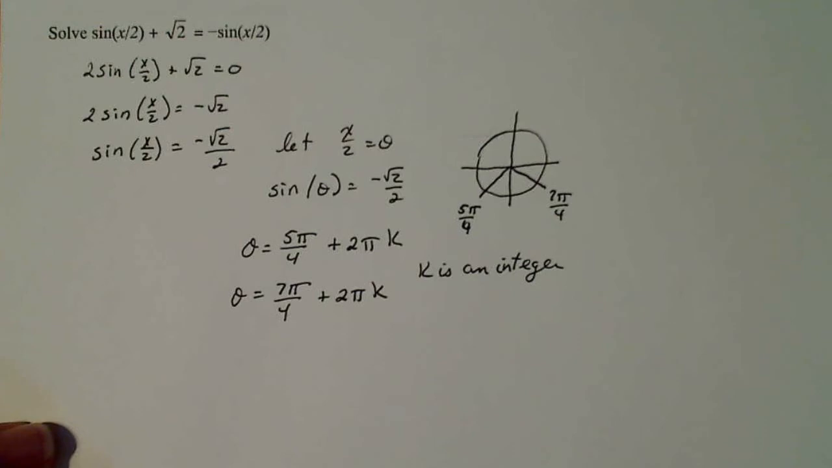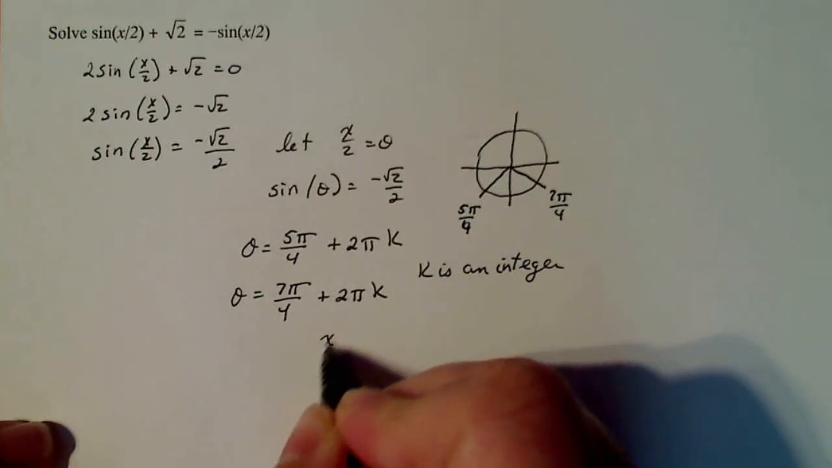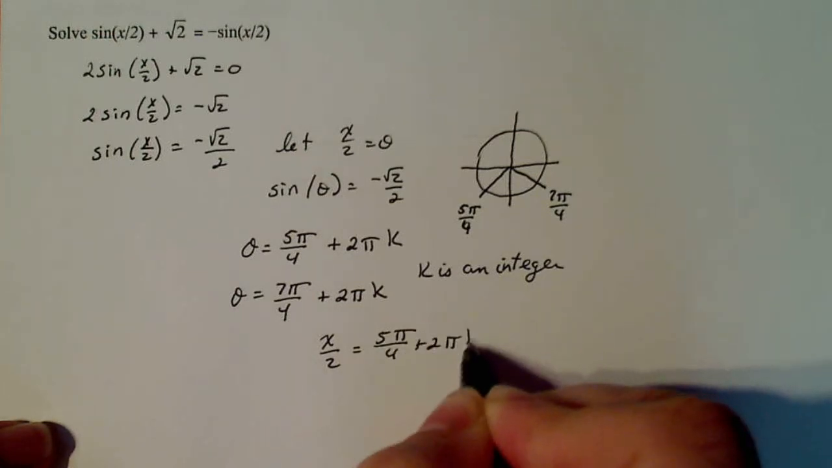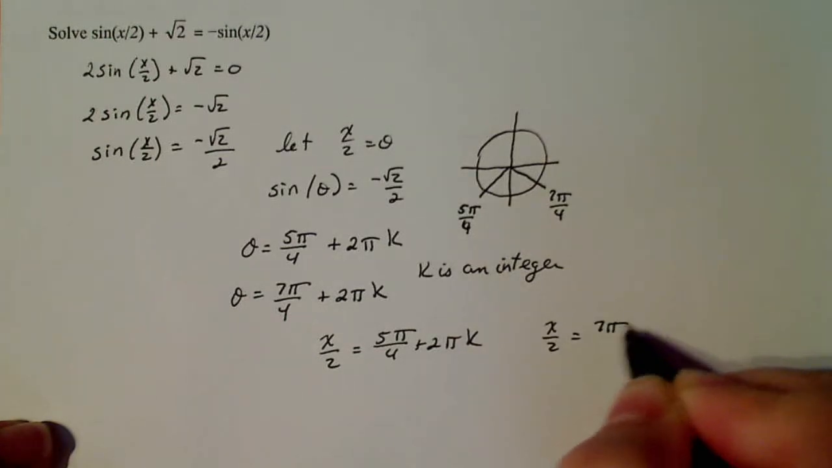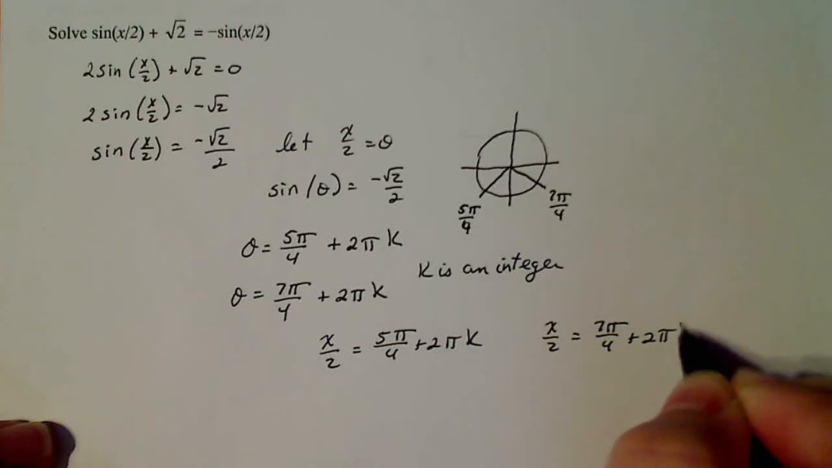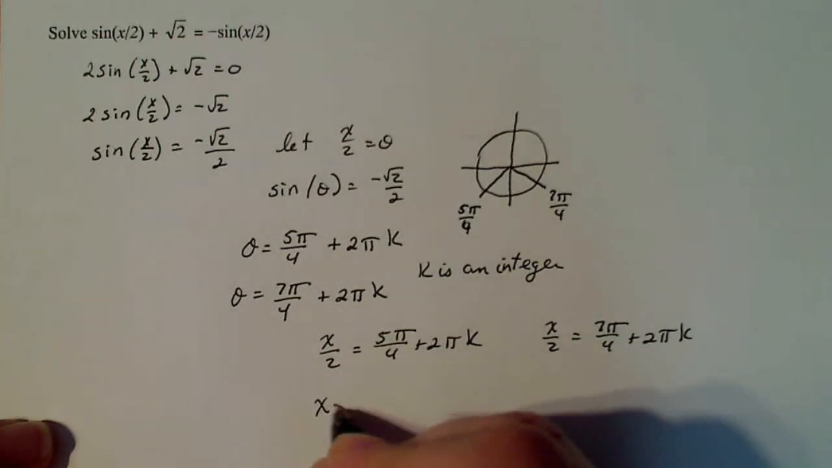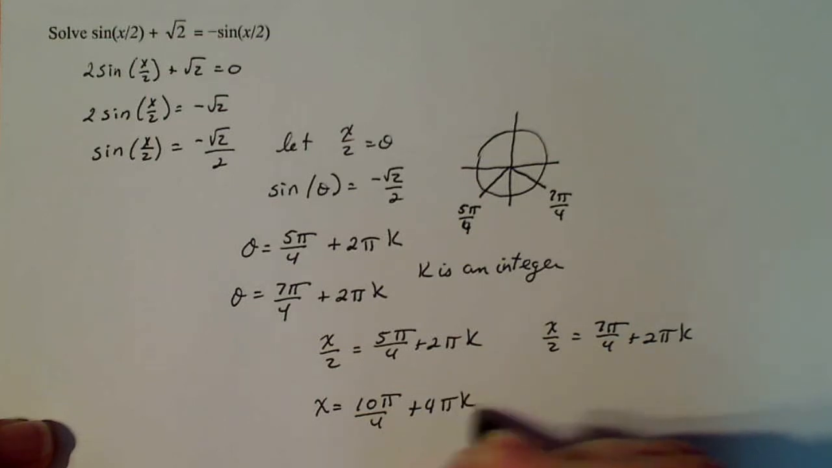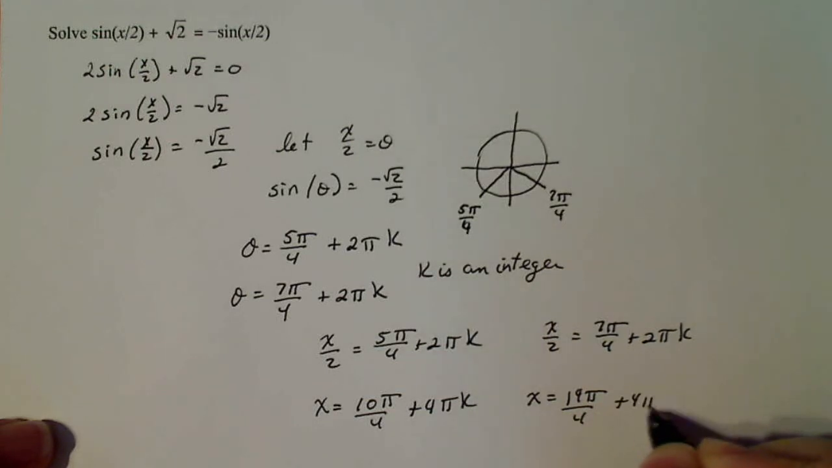Now, most of you are screaming, oh, but we don't want theta, we want x. Okay, well, I know that theta is x over 2. So I'm going to say x over 2 is equal to 5 pi over 4 plus 2 pi k. Then I'm going to say that x over 2 is equal to 7 pi over 4 plus 2 pi k. Now in each of these, if I want to solve for x, I just multiply everything by 2. So I have x equals 10 pi over 4 plus 4 pi k. x is equal to 14 pi over 4 plus 4 pi k.